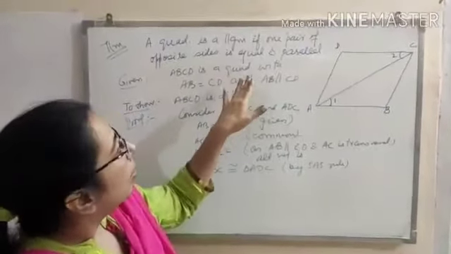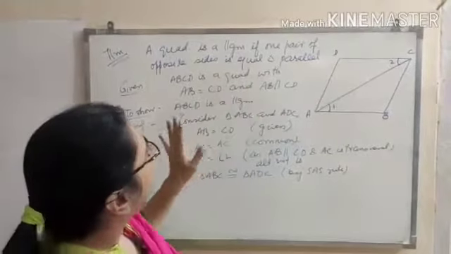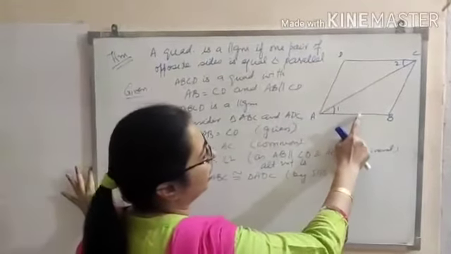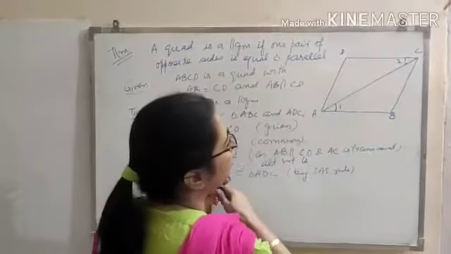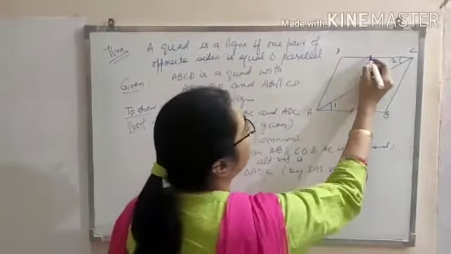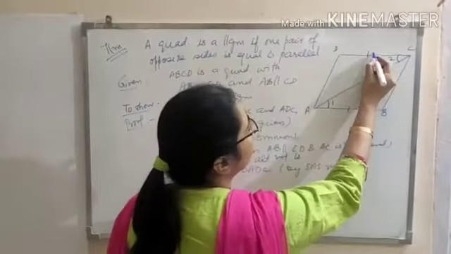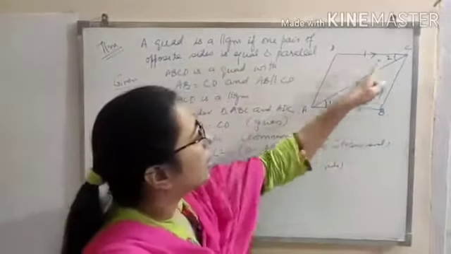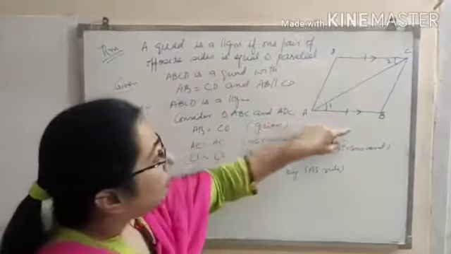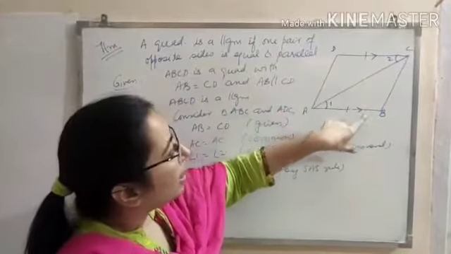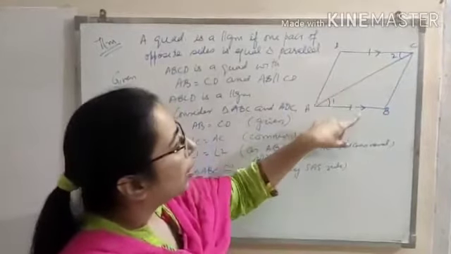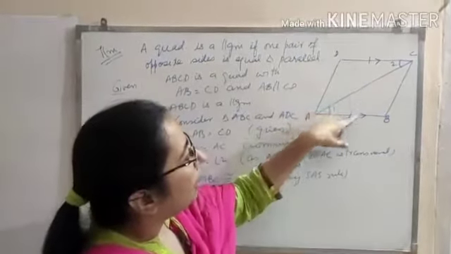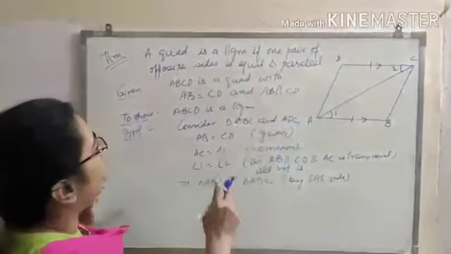Now this is the last condition which we have to show: the same pair, one pair AB and CD, are equal as well as parallel. In this quadrilateral you have to show that it is a parallelogram. The same pair should be equal and parallel. You can't say that AB and CD are equal and the other two are parallel. No, the same pair is equal as well as parallel. Then you have to show it is a parallelogram.